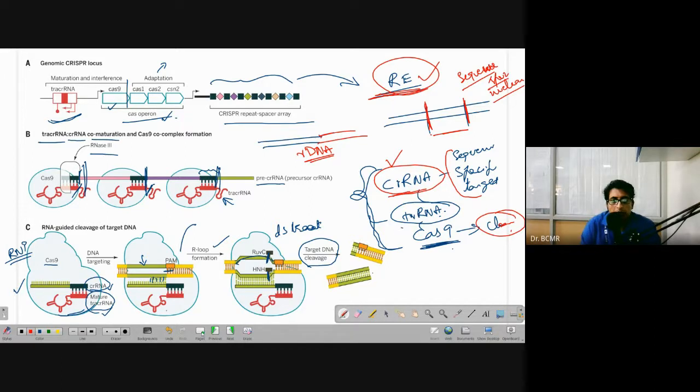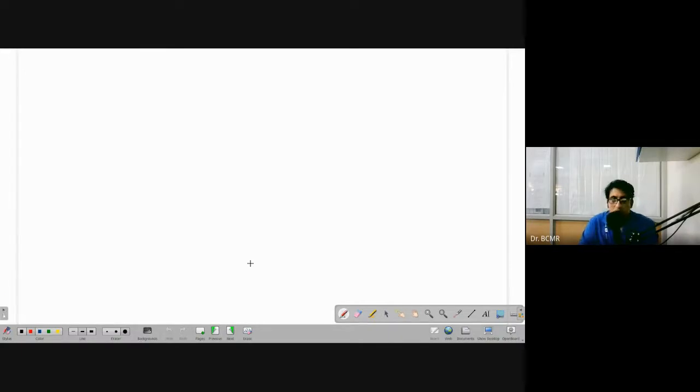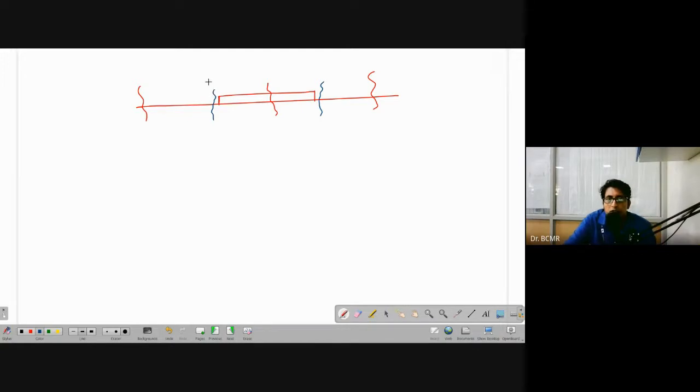If you remember when we were discussing restriction endonucleases, say for example, there is a gene, and this is a restriction site, and here is a restriction site, and I don't want the restriction endonuclease to cut the gene in between. I want to clone this fragment from here to here. Unless there is a specific restriction site here, it's not useful.